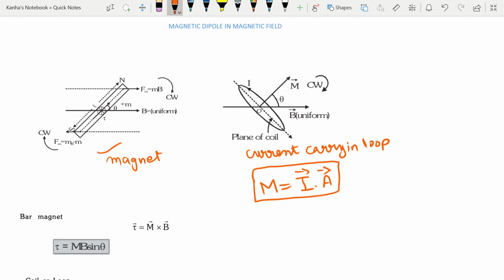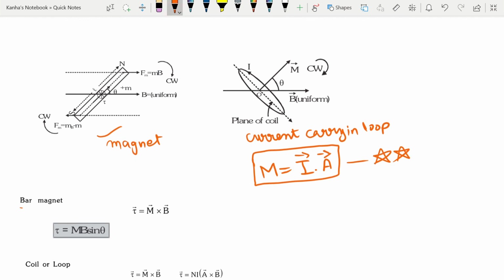This is my formula for the net magnetic moment of a coil. Take note of this. Let's talk about what happens when you place these dipoles in the magnetic field. As you know from before, these will experience a torque.